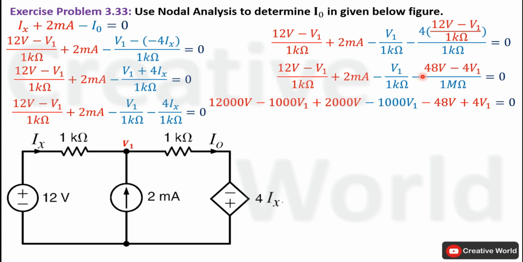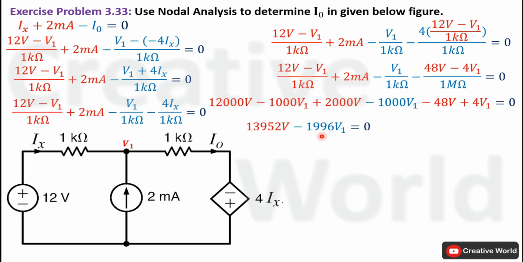Here product of 1 mega ohm and 1 mega ohm in denominator will cancel out with each other. Only 48 volt minus 4V1 will be left. This minus 4V1 will multiply with minus 1. It will become plus 4V1. Now we will add constants together. Sum of 12,000V and 2000V will become 14,000V. Minus 48 volt will become 13,952 volt. Similarly, sum of minus 1000 V1, minus 1000 V1 and plus 4 V1 will become minus 1996 V1.